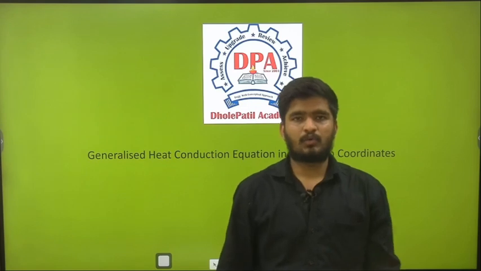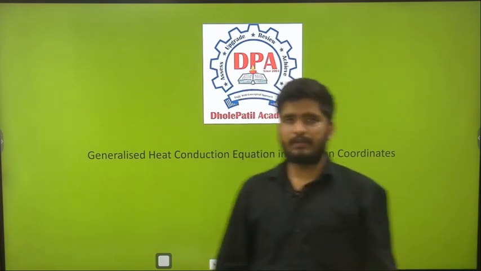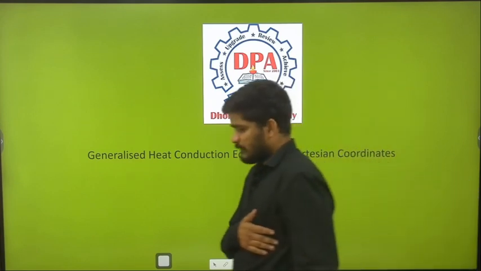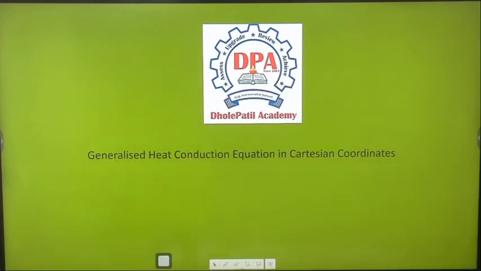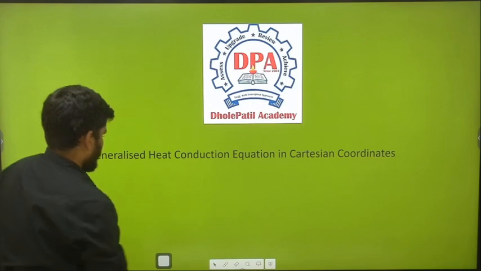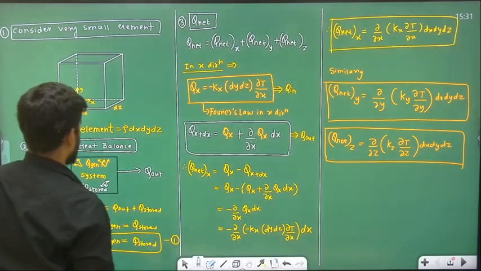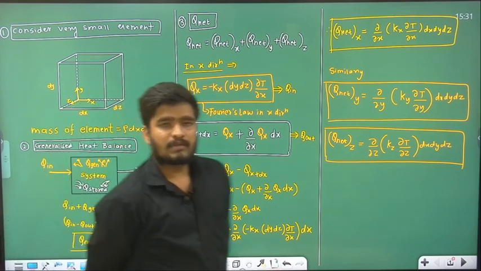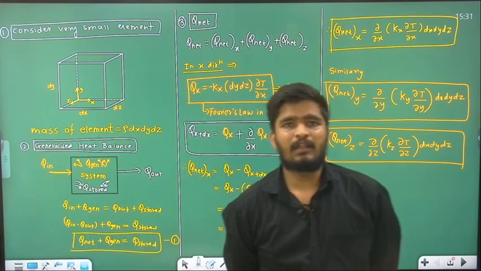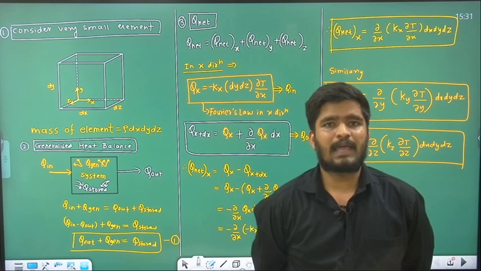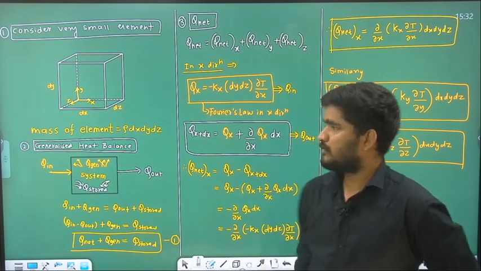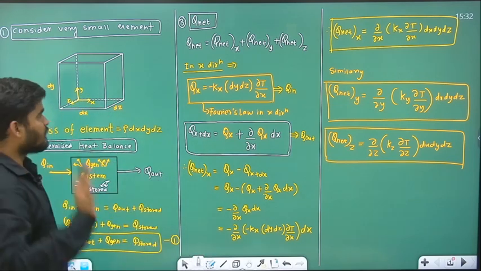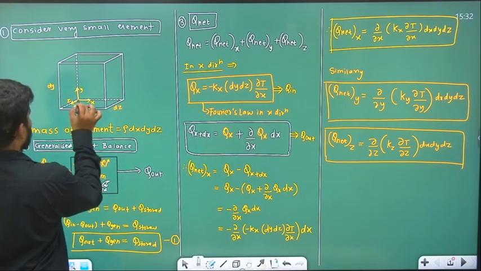Welcome friends. Today we are going to derive heat conduction equation in Cartesian coordinates. So now let us proceed. Now we have to start with an element, and that too in three axes, in three-dimensional element. So we have considered an element. Let us assume directions like axis.